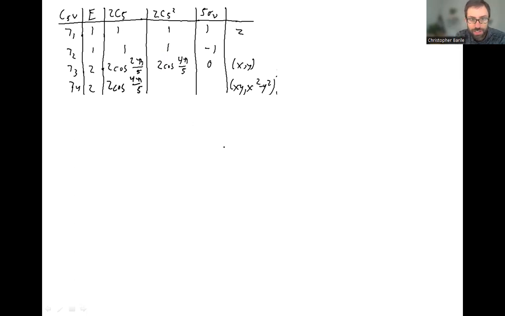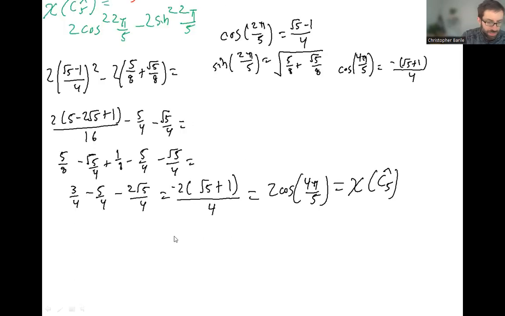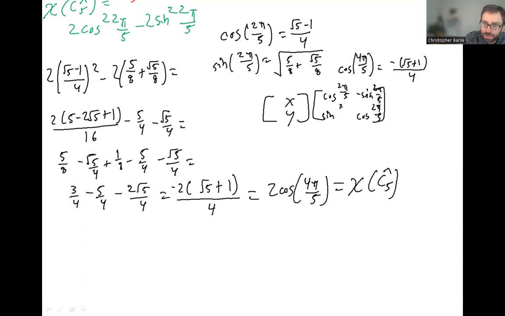Okay, the very nice thing about this is if we go back to this and we think about all the work that we did to figure out pi of C5, we were doing all this starting from the rotation matrix, which was cosine 2 pi over 5, because we're doing a C5, minus sine 2 pi over 5, cosine 2 pi over 5 on the diagonal, and sine 2 pi over 5.